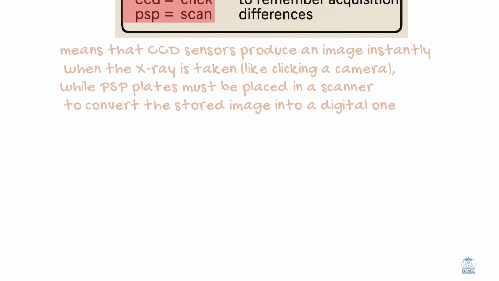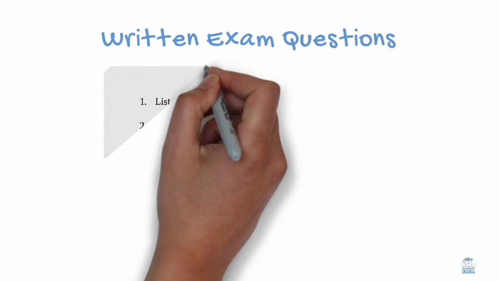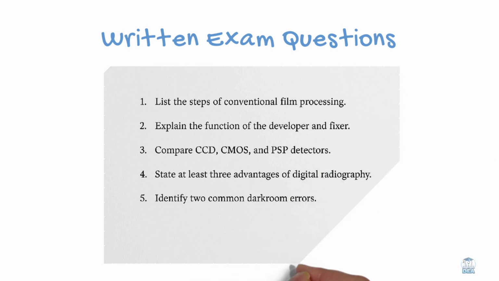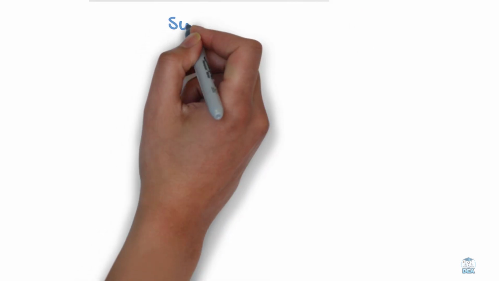Written exam questions. List the steps of conventional film processing. Explain the function of the developer and fixer. Compare CCD, CMOS, and PSP detectors. State at least 3 advantages of digital radiography. Identify 2 common darkroom errors.